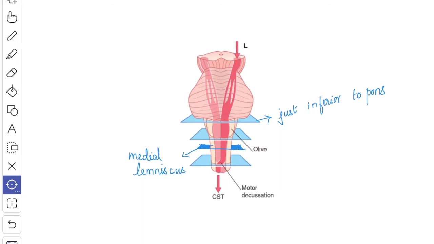First, at the level of the decussation of the pyramid, or motor decussation. Second, at the level of the decussation of the medial lemniscus. Third, at the level of the olive. And fourth, at the level just inferior to the pons. So we are going to study the internal features of the medulla oblongata at these 4 levels.